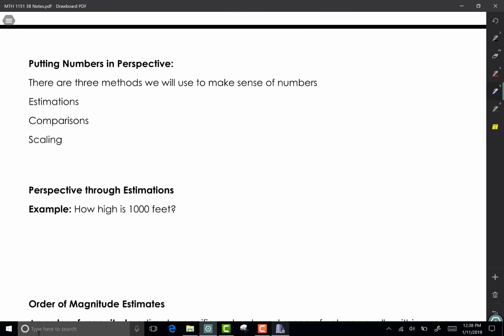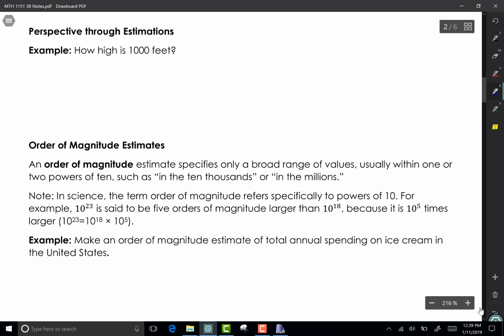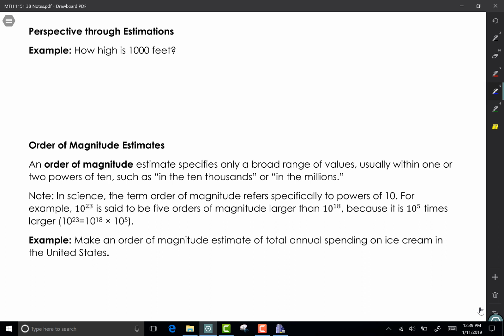Okay, now that we reviewed scientific notation, we're ready to go and start talking about putting numbers into perspective. And with problem solving, there's no single recipe for putting things into perspective, but there are a few simple techniques that can be helpful. We're going to talk about 3 techniques: estimations, comparison, and scaling to be able to put numbers into perspective. That doesn't mean these are the only 3 options, but these are the ones that we're going to talk about in this video. So to start off, we're going to talk about how high is 1,000 feet.